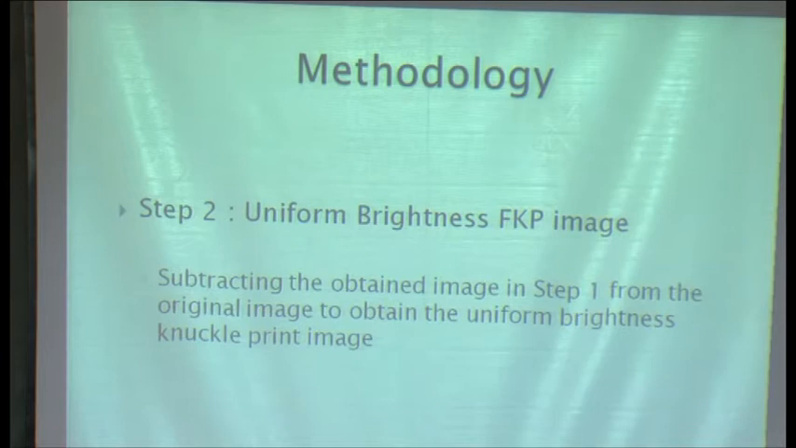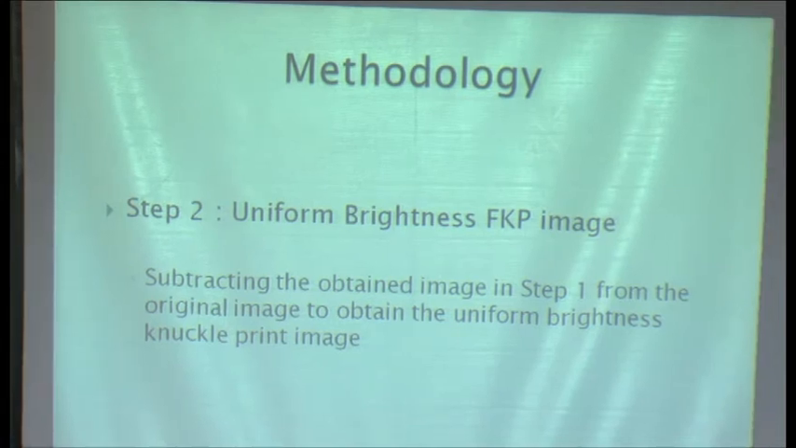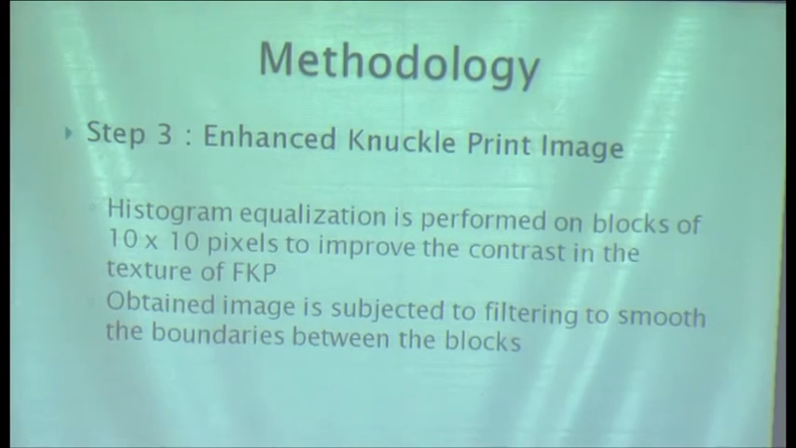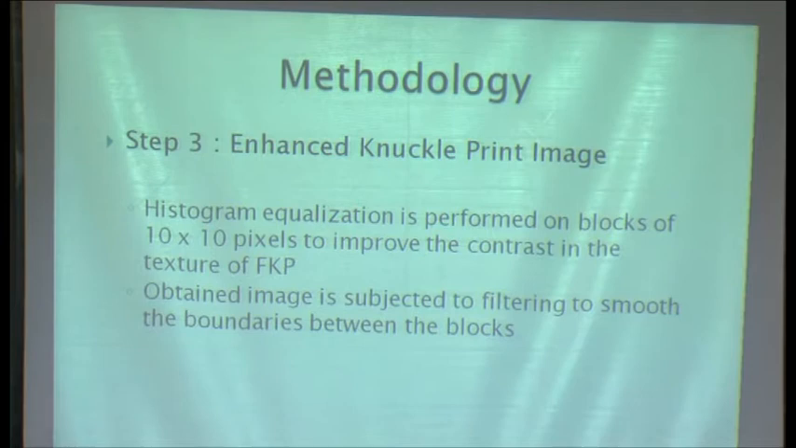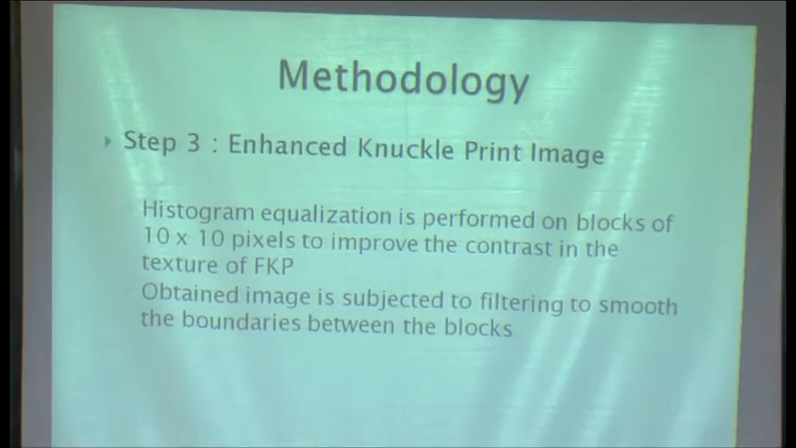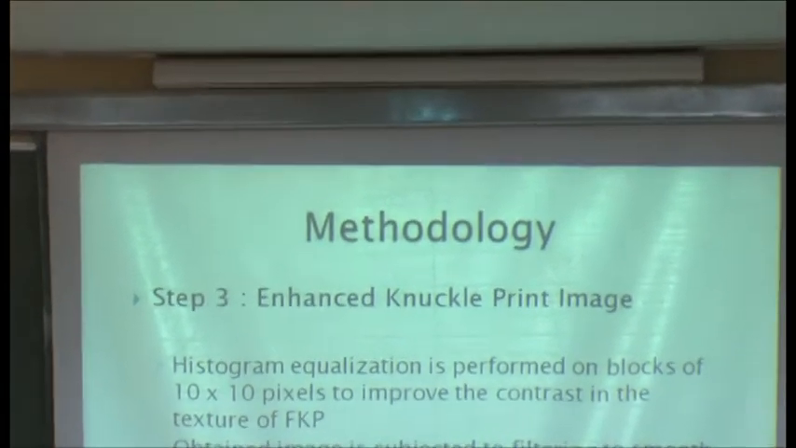And after that, for obtaining the uniform brightness, I subtracted the image from the previous step using some parameters to obtain the uniform brightness image. And after that, for enhancement, I calculated the histogram equalization of every 10 by 10 block.